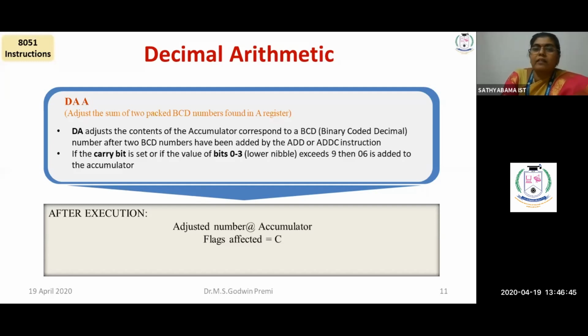or the lower nibble exceeds 9. If there exists any one condition, either the carry bit is set or the lower nibble exceeds 9, then if we use DA A, that means the 06 will be automatically added in order to adjust the number into a packed BCD. So after execution of this DA A, the adjusted packed BCD number, that is the result, will be stored in the accumulator, and here the flag affected will be only the carry.